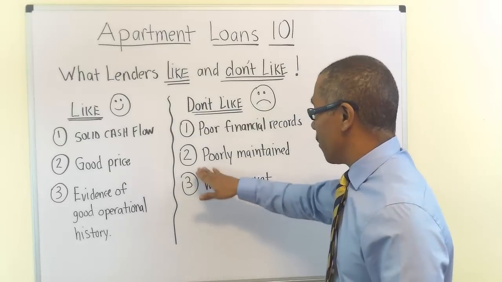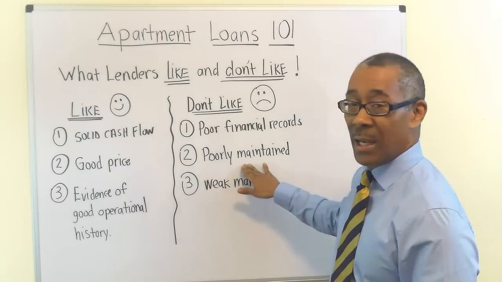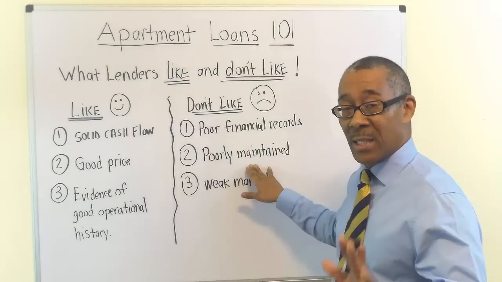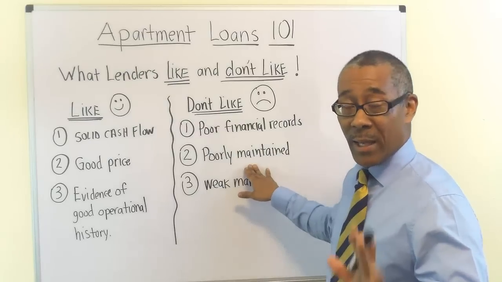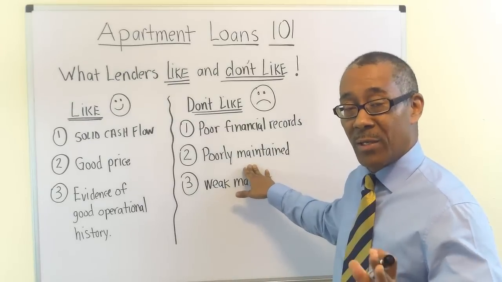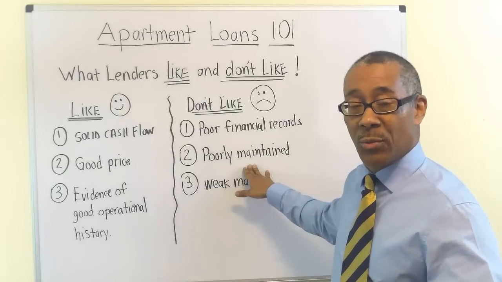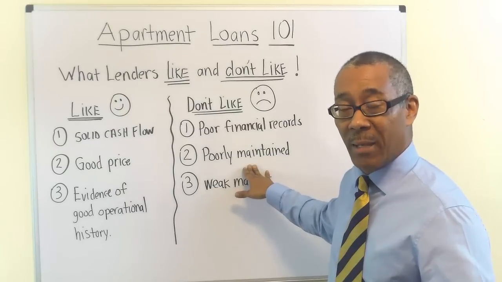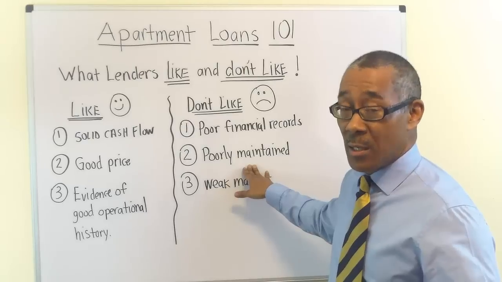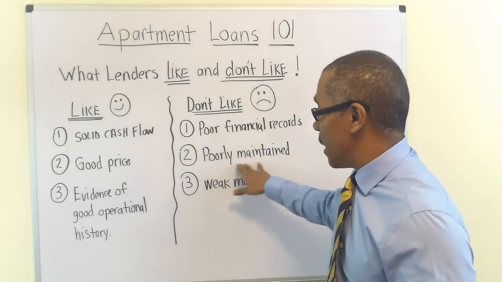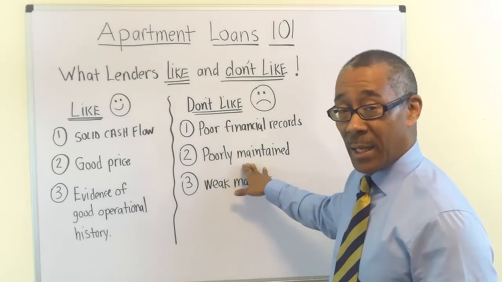All right, so number two is a poorly maintained property. When banks see a poorly maintained property, they run, they get scared. So what they may do is ask you to come up with more of a down payment to mitigate their risk. So banks don't like properties that are really poorly maintained, right?